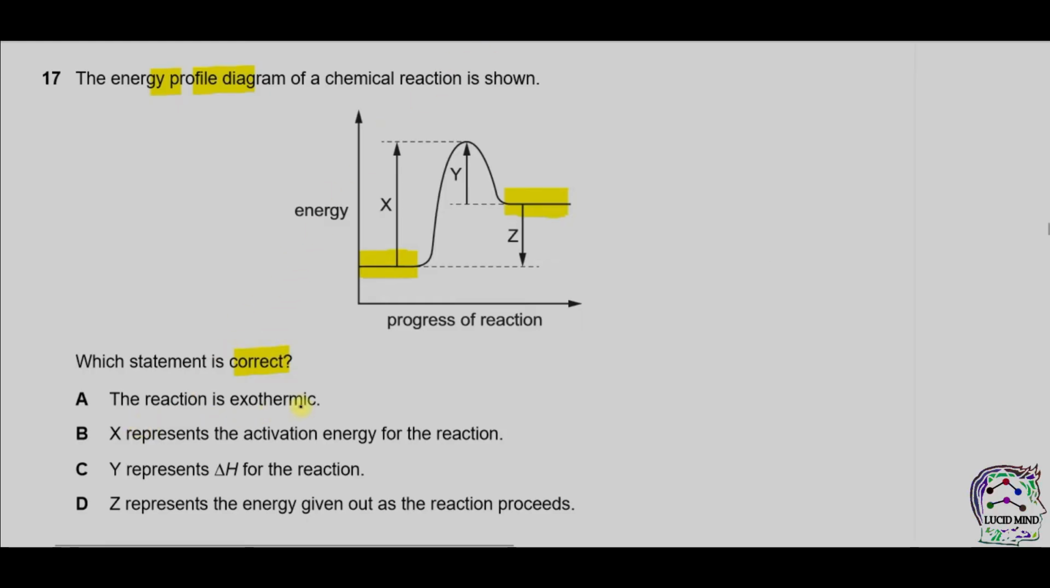Part A, the reaction is exothermic. As we can see that reactants are at lower energy as compared to products. So it means reactants have absorbed energy in order to convert into product which has greater energy. So this reaction is not exothermic, it is endothermic.